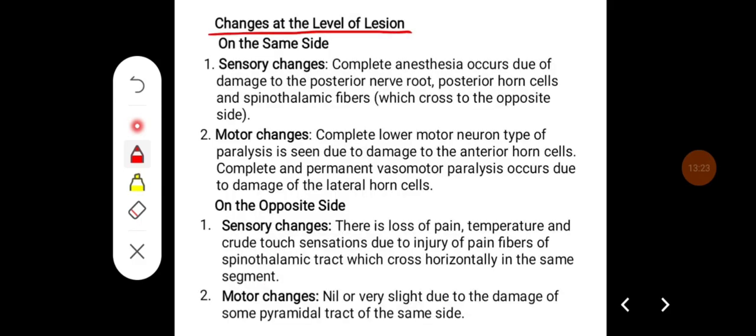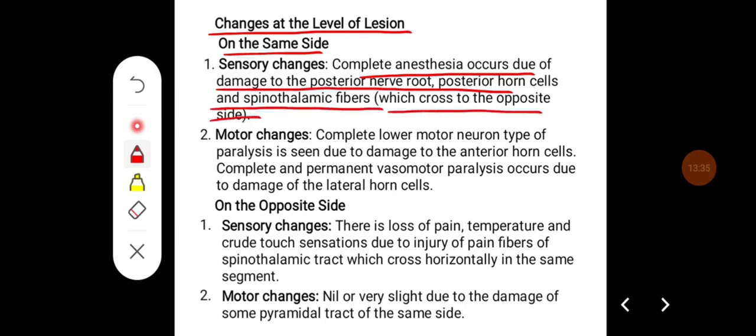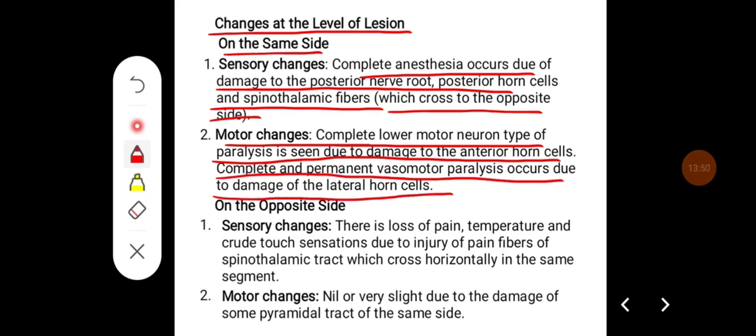Changes at the level of lesion. On the same side, the sensory changes like complete anesthesia occur due to the damage to the posterior nerve root, posterior horn cells, and spinothalamic fibers which cross to the opposite side. Then motor changes: there will be complete lower motor neuron type of paralysis seen due to the damage to the anterior horn cells. Complete and permanent vasomotor paralysis occurs due to the damage of the lateral horn cells.